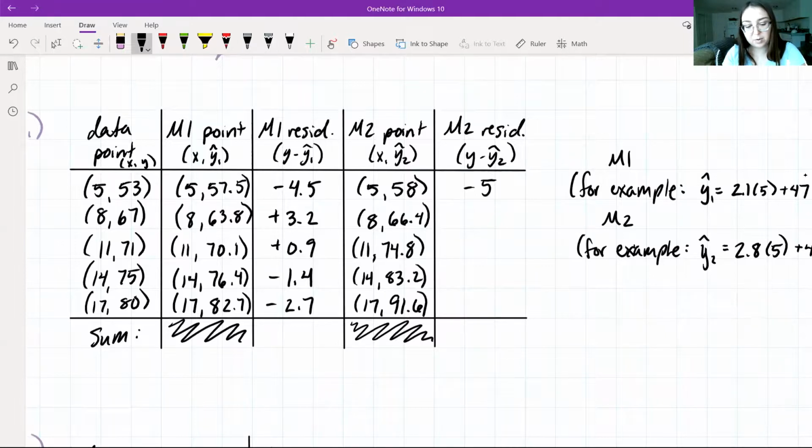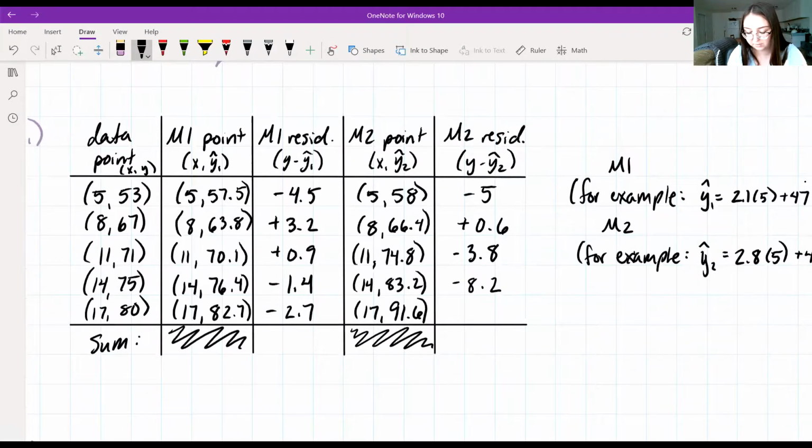Moving on to our second one, we're going to take 67 and subtract 66.4. That's going to give us a positive 0.6. Then for x corresponding to 11, we're going to take 71 minus 74.8. That's going to give us a negative 3.8. Then we're going to take 75 and subtract 83.2, corresponding to x equals 14. And that is going to give us negative 8.2.